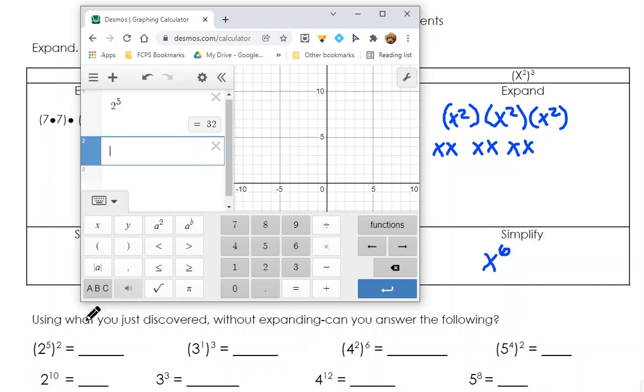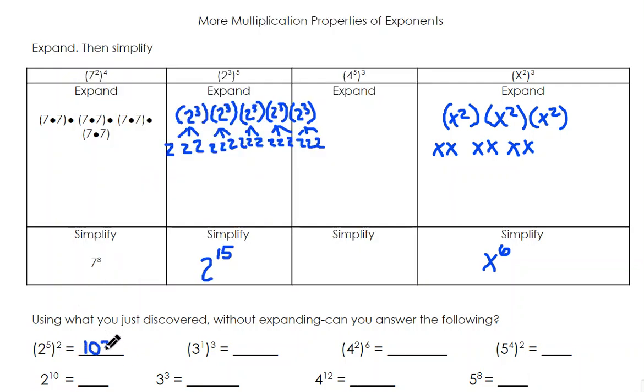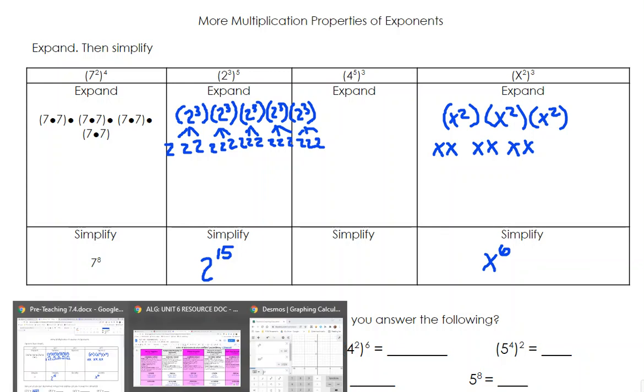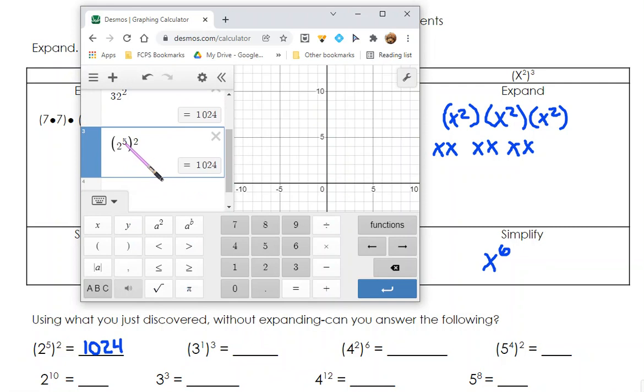And that 32 is getting raised to the 2nd power. So that 32 that we just got from 2 to the 5th is getting raised to the 2nd power, because it says here, right? So that gives me 1,024. Okay? And if you don't believe me, I typed it in Desmos the original way too. 2 to the 5th power raised to the 2nd power gives me 1,024.